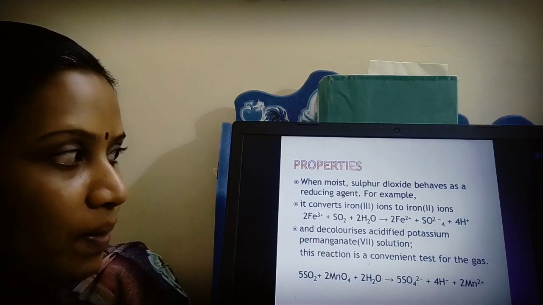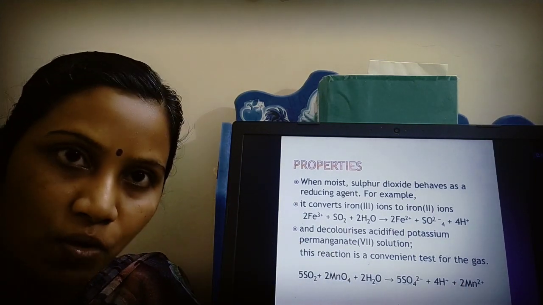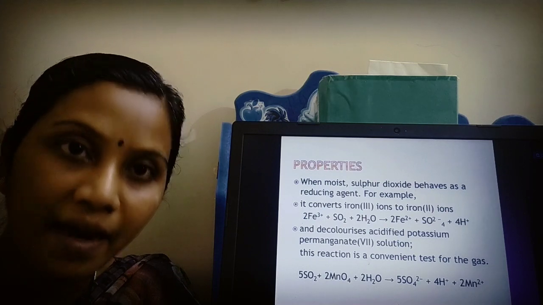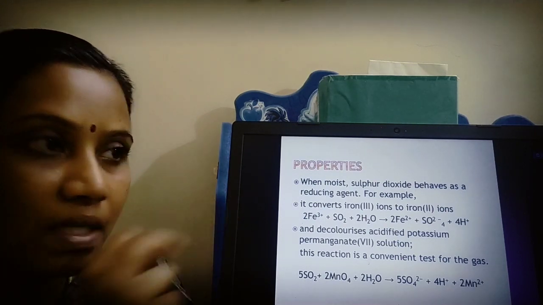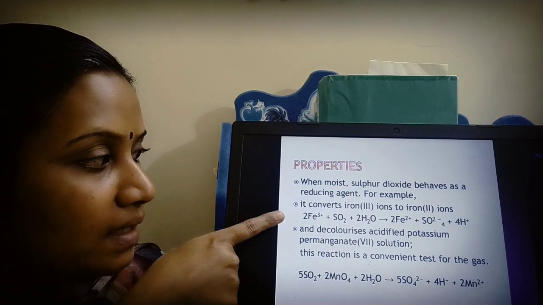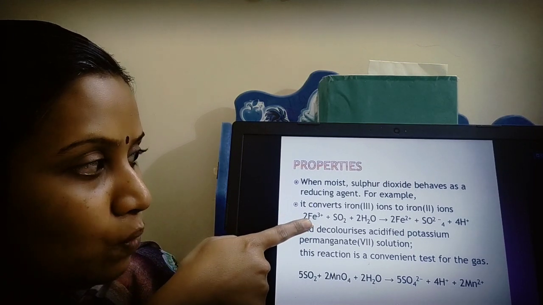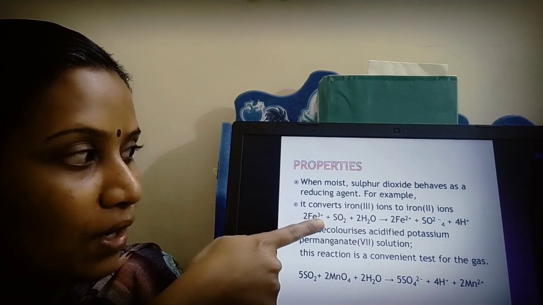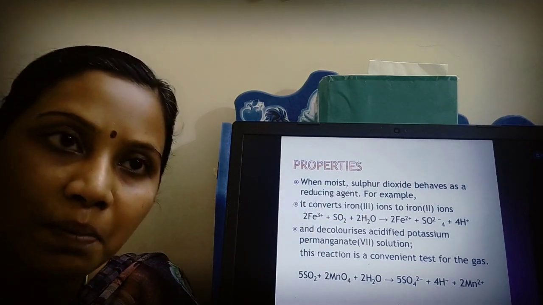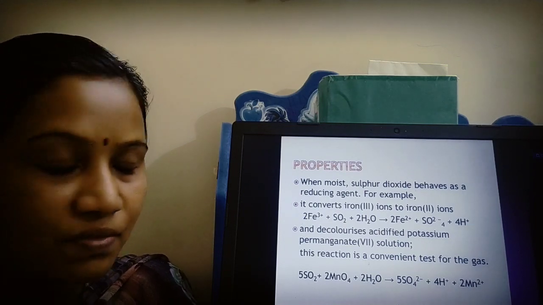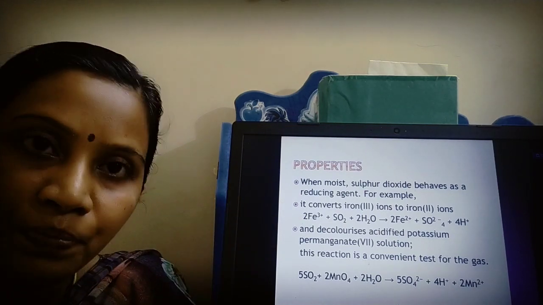Moving to the properties. When sulfur dioxide is moist, that is when it is hydrated, it acts like a reducing agent. For example, in this reaction, it converts iron(III), that is ferric ions, to ferrous ions. So Fe3+ is converted to Fe2+, where ferric is converted to ferrous ion.